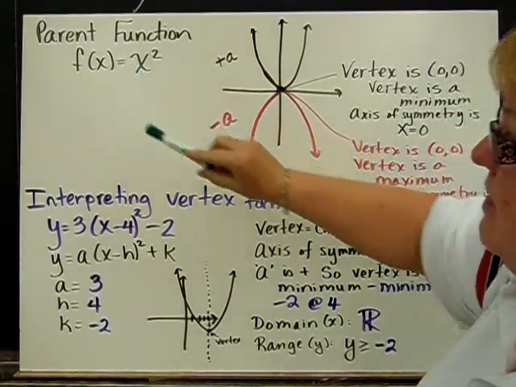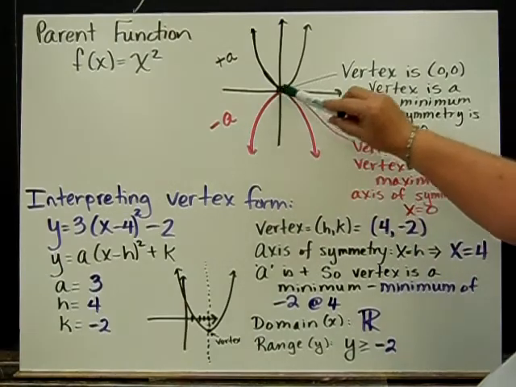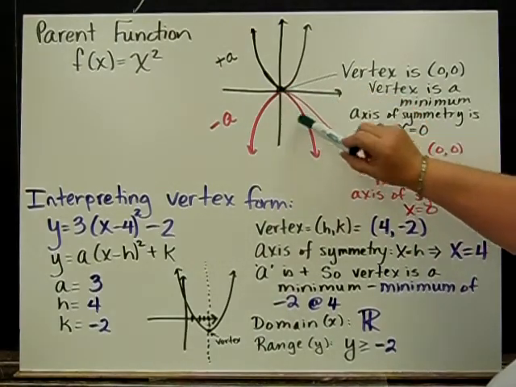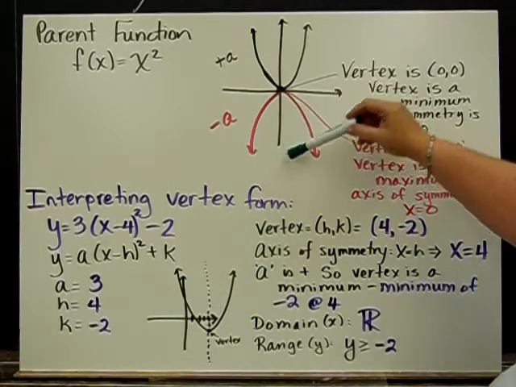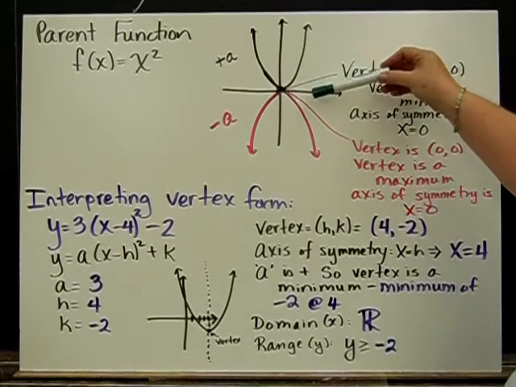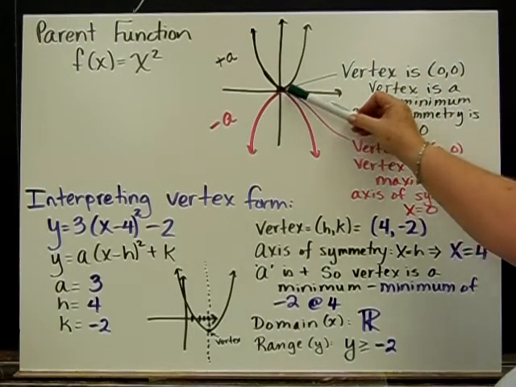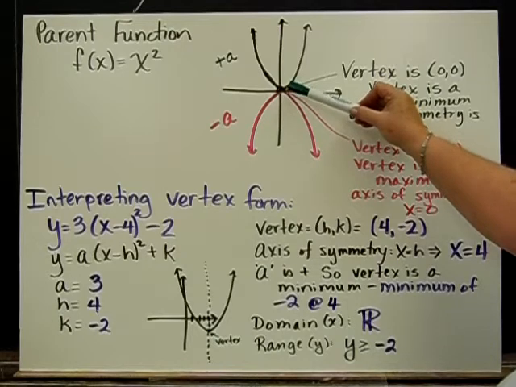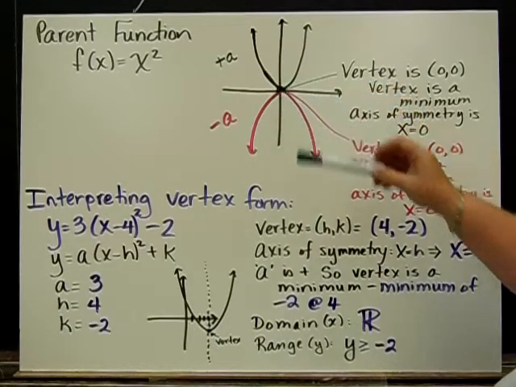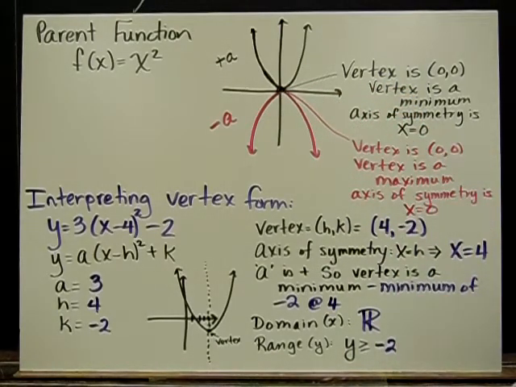When this is a negative x squared, then the parabola opens down. The axis of symmetry is still x equals 0. The vertex is still (0, 0), but now the vertex is a maximum instead of a minimum because it's the highest point on the graph instead of the lowest.